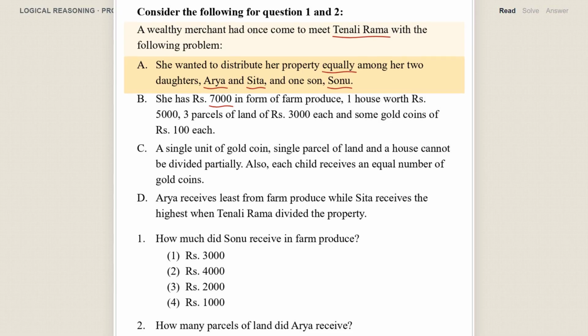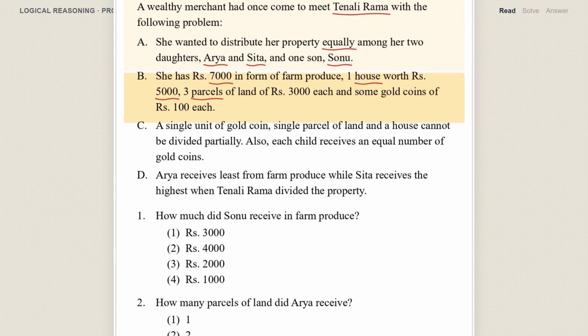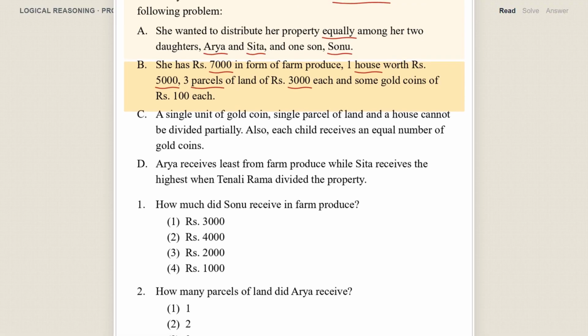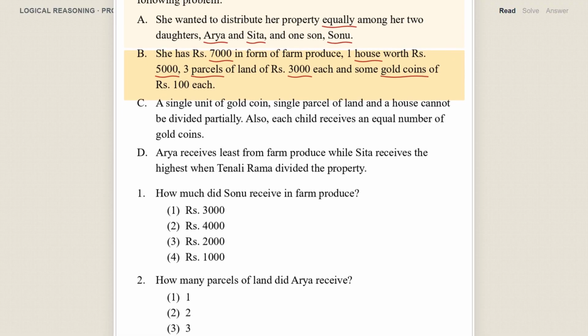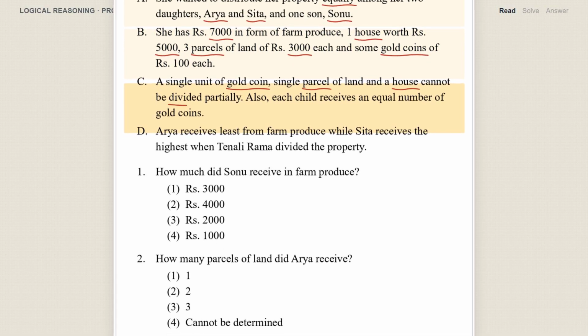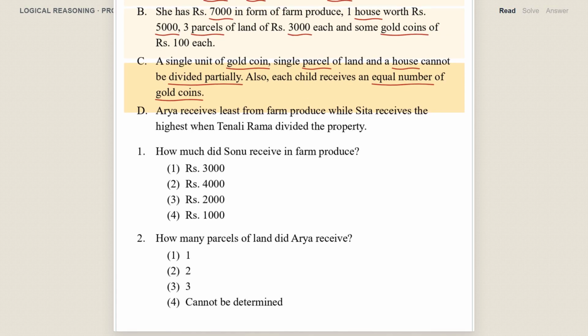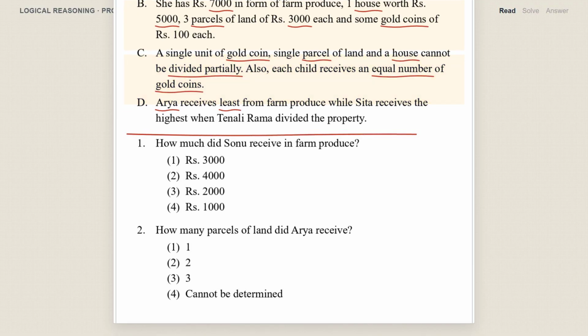She has 7,000 rupees in form of farm produce, one house worth 5,000, three parcels of land of 3,000 each, and some gold coins of 100 each. A single unit of gold coin, single parcel of land, and a house cannot be divided partially. Also, each child receives an equal number of gold coins. Arya receives least from farm produce, while Sita receives the highest when Tenali Rama divides the property.